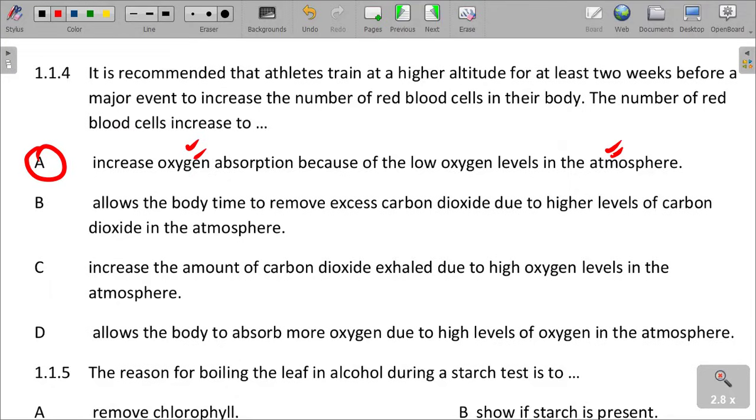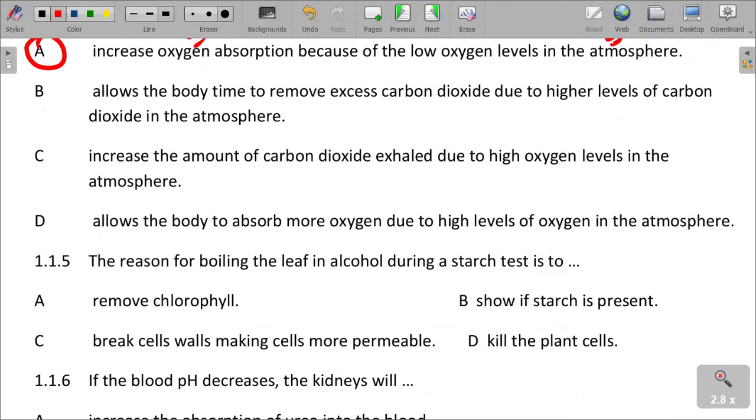I'm sure you remember the gases balance in the atmosphere, which we also explained on Metric Hub when we talked about the composition of the atmosphere, how much of each of the various gases is found in proportionate percentages. So the answer is A, to increase oxygen absorption because of low oxygen levels in the atmosphere. That can be the right answer there.